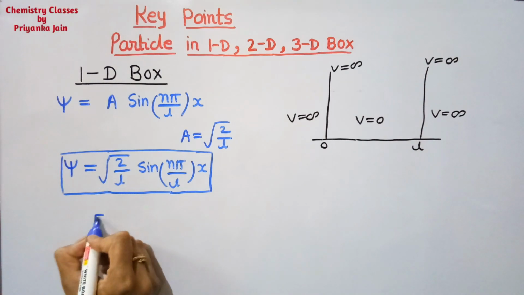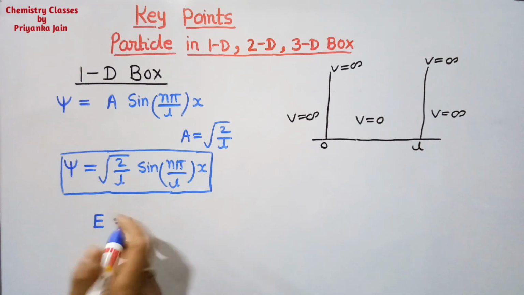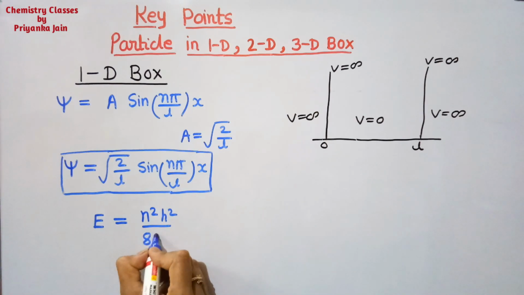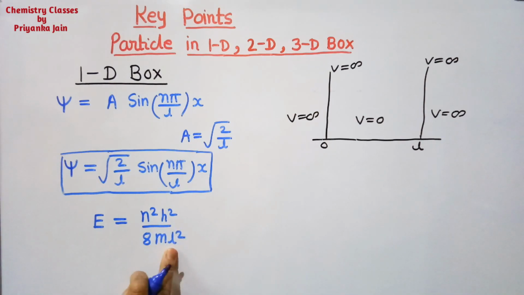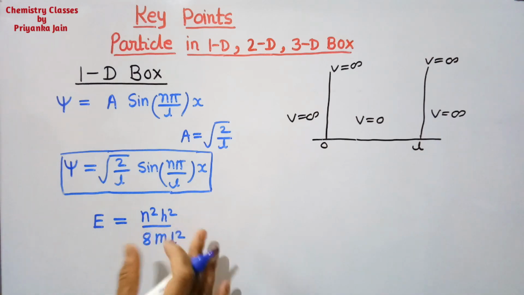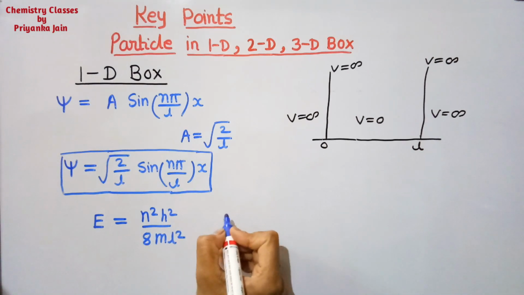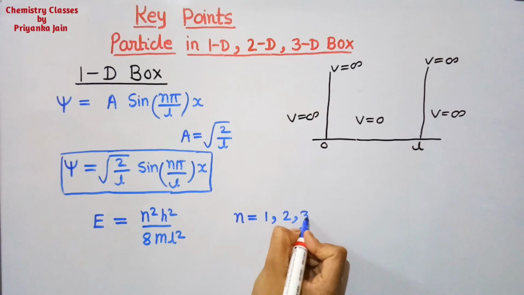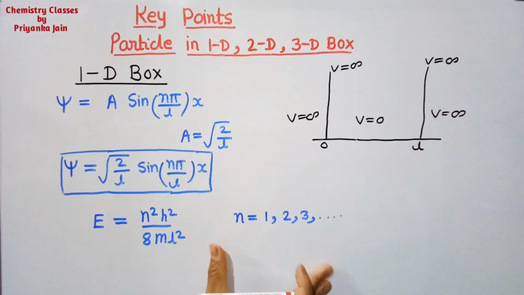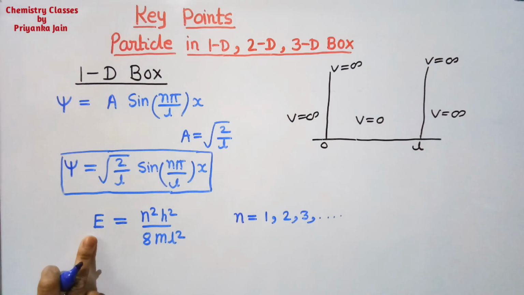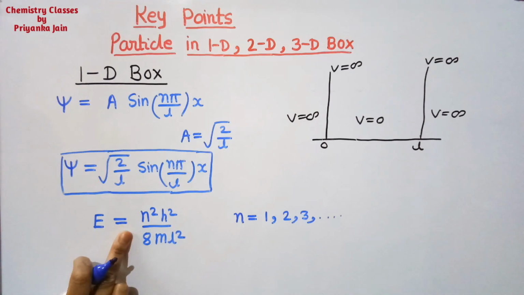What is the energy? The energy of a particle in 1D box is given by n square h square upon 8 m L square. Here L is the length of the box, m is the mass of the particle, h we know is the Planck's constant, and n is the quantum number. It is called any integral value. It may have the value 1, 2, 3 and so on. These are called the quantum numbers, right? So we can say that the energy is not continuous. Energy is in the quantized form.